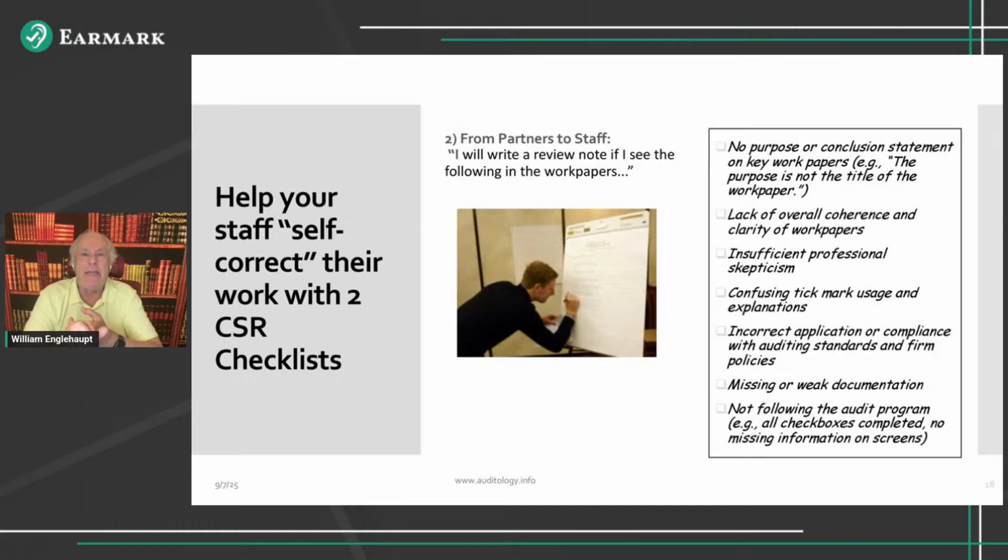Missing or weak documentation. It could be just it's not there, or it isn't clearly explained what's there. And then the last thing that we hear a lot is that as the reviewers go through the work papers, particularly in the workflow tools that the auditors use, there are checkboxes that aren't put in place. Certain things are not checked, yes or no, or whatever. There are blanks that should be filled in, that kind of thing. Let's go to the next slide.